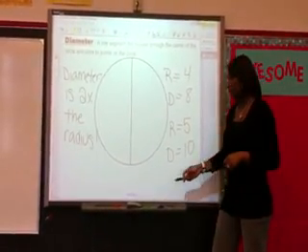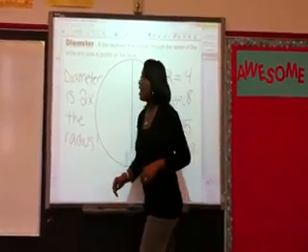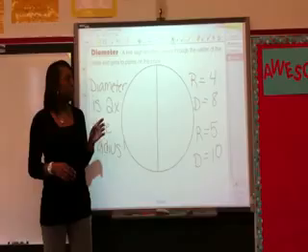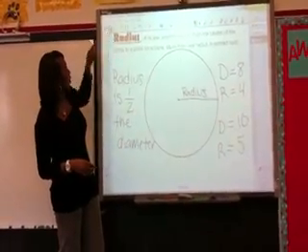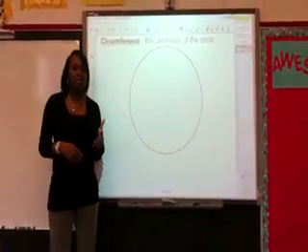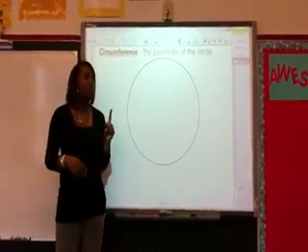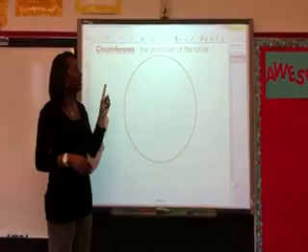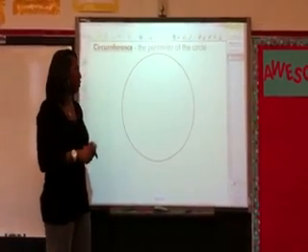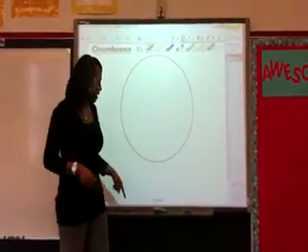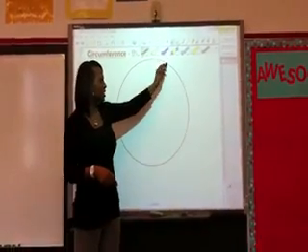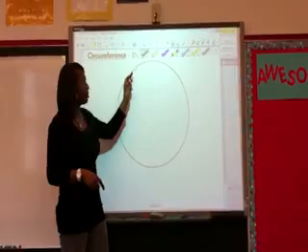So those are the main two terms we talked about today. And then the last term that we didn't spend too much time on was the circumference. And we will go into depth about this tomorrow. But what the students do know is that the circumference is the perimeter of the circle. So I showed them and I explained to them that the perimeter is just the outside edge of the circle.